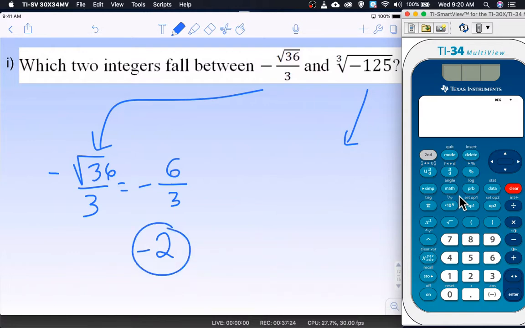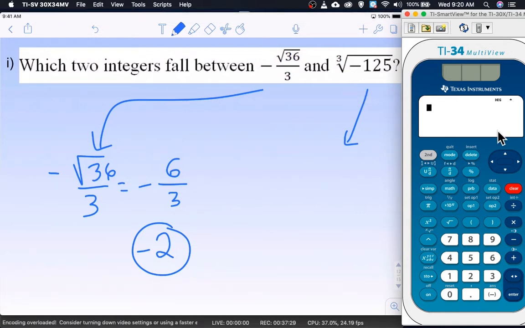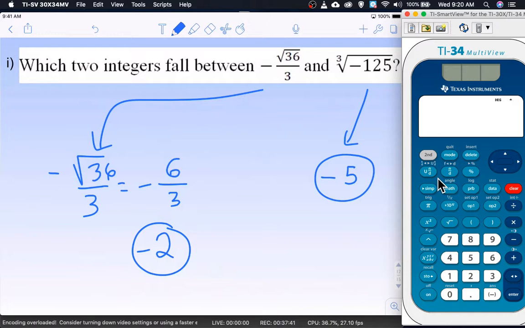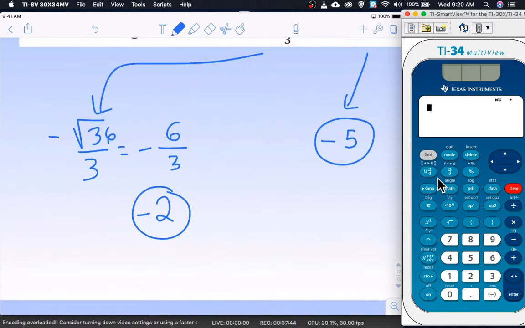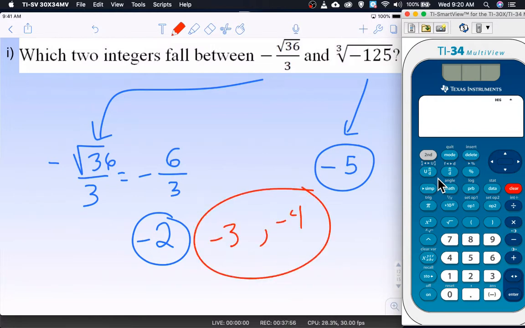That's one of my integers. Here, the cube root of negative 125 is negative 5. 125 is a perfect cube. The cube root of 125 is 5, but because of the negative, we get a negative. All right, so we simplified. Now we just got to figure out what two integers are between negative 2 and negative 5. And hopefully in your head you're going, negative 3 and negative 4? Yep, yes they are. Those are the two between negative 2 and negative 5. That's it.